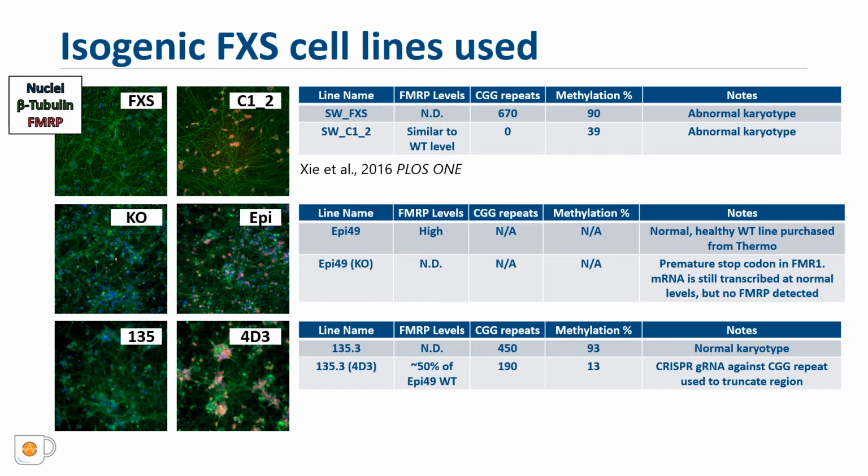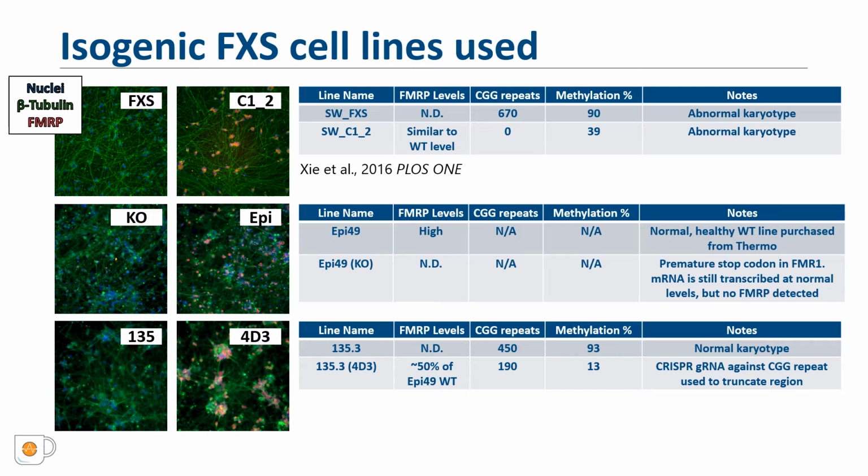We use 3 different isogenic cell lines to assess the FMRP-dependent effects on functional activity on the MEA. These 3 isogenic lines are shown here. The first pair of cell lines, denoted as SWFSX and SWC12, were generated by Steve Warren through CRISPR-edited removal of the CGG repeats in a Fragile X patient line. The immunofluorescent images for these neurons are shown on the top left, where the nuclei are shown in blue, the neuron-specific microtubule component beta-tubulin is shown in green, and FMRP is shown in red.